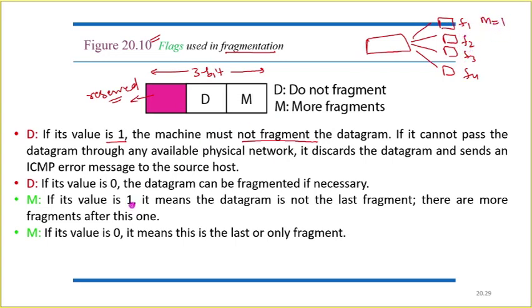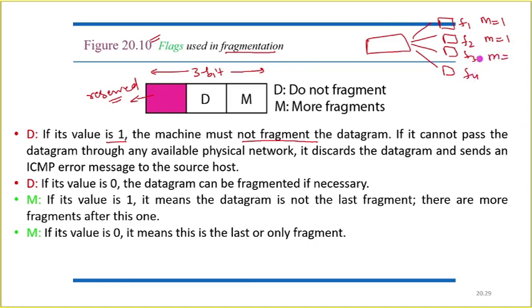So M value 1 means the datagram is not the last one. There are more fragments after this one, so the M value will be 1. Similarly, if the M value is 0, there is no fragment after this. Here also in F2, fragment 2, the M value will be 1 because there are 2 more fragments available.